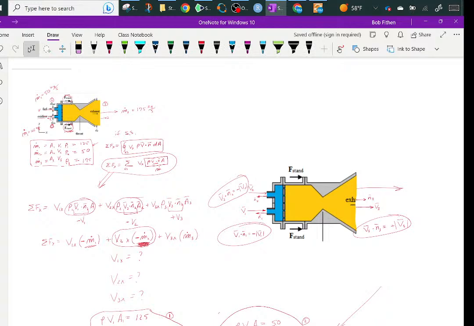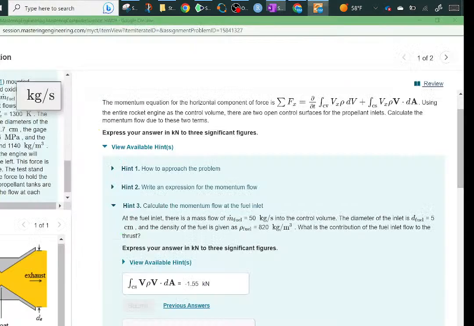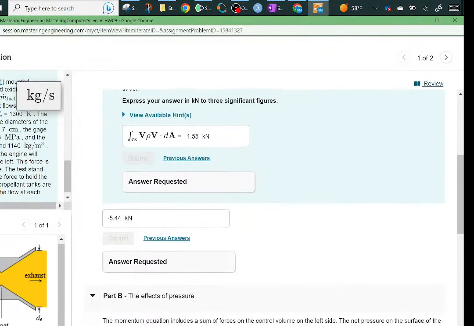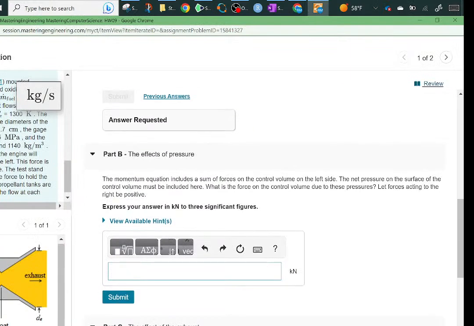Now, there's an extra part to this that shouldn't go unnoticed, and that is the effects of pressure. Okay, and I'm going to read every word. The momentum equation includes the sum of the forces in the control volume on the left side. The net pressure on the surface of the control volume must be included here. What is the force in the control volume due to these pressures? Let the force acting on the right be positive.